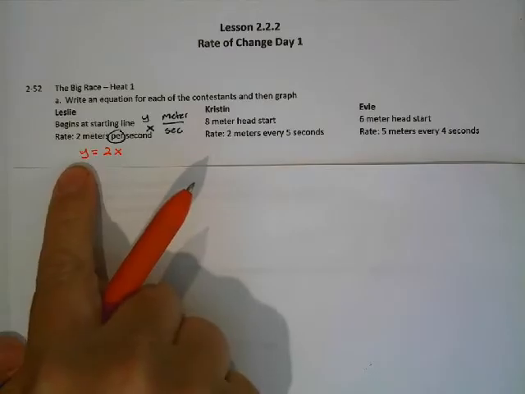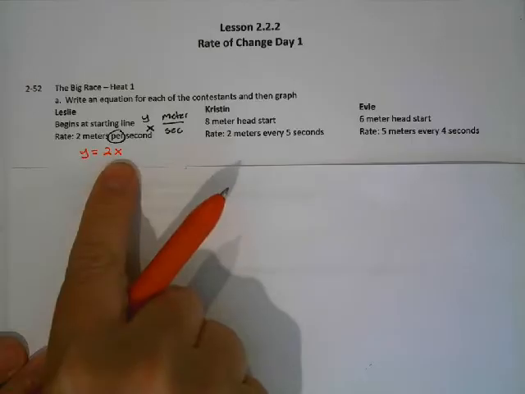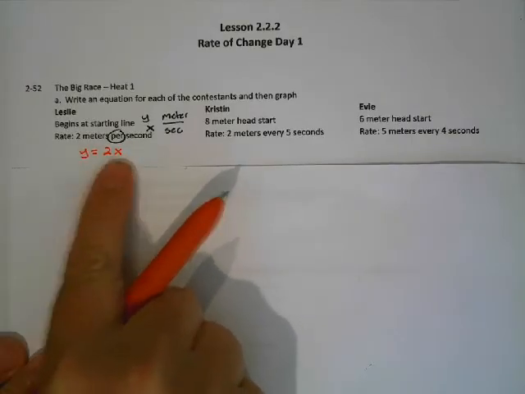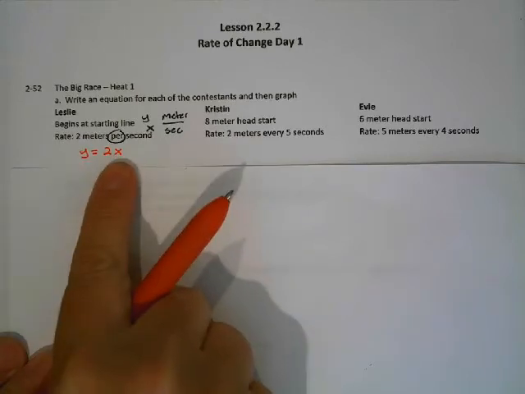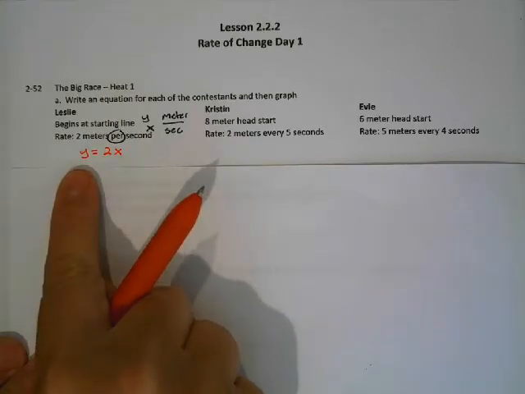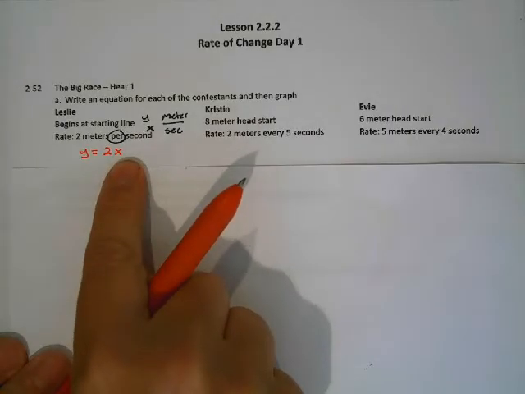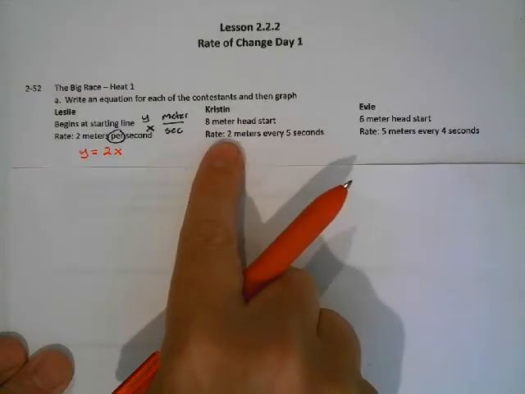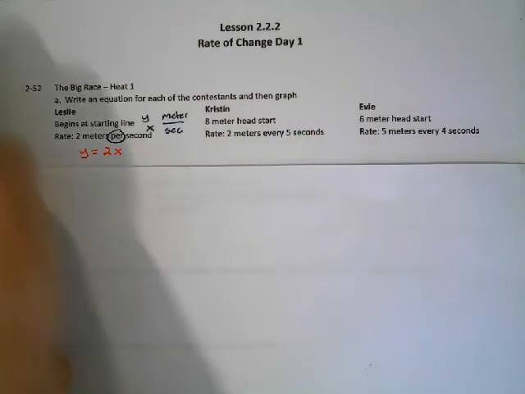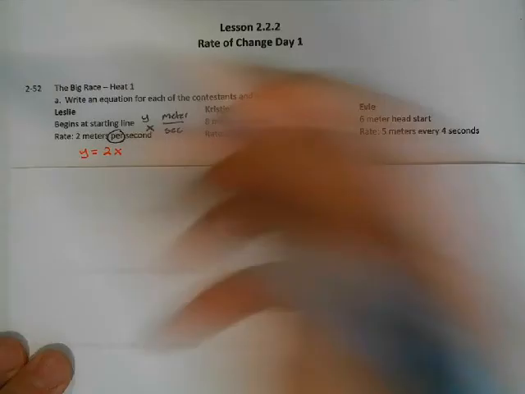Her meters is going to be 2 times the seconds, because if you go 1 second, she's at 2 meters. 2 seconds, she's at 4 meters, and so on and so forth. 3 seconds, she's at 6 meters. All right, so 2 meters for every second. Next person, we've got Kristin. So let's do Kristin in light blue right here.